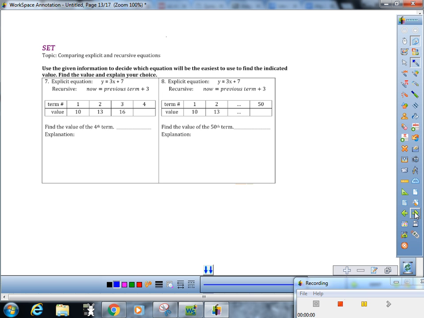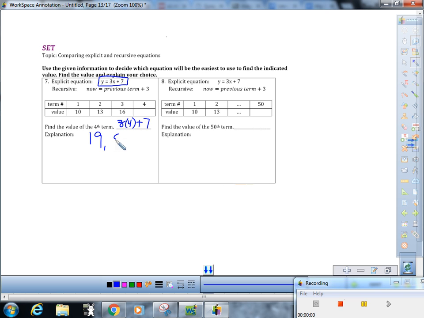Use the given information to decide which equation will be easiest to use to find your indicated value. Then find the value. So we have the explicit equation is y equals 3x plus 7. The recursive equation is the previous item plus 3. Find the value of the fourth term. I think the easier way to do it is to put that into the explicit equation, because you would just do 3 times 4 plus 7, which is 19.